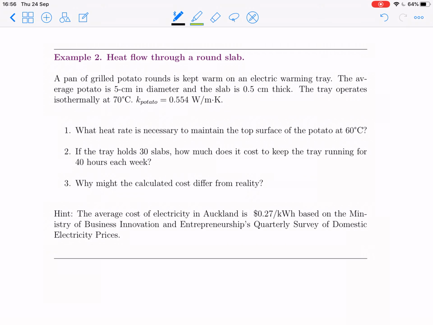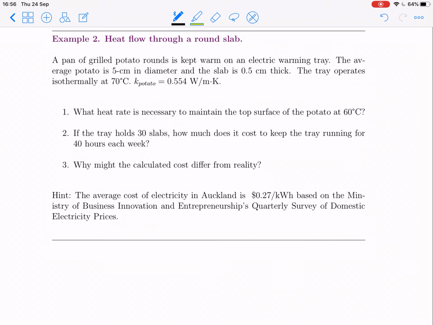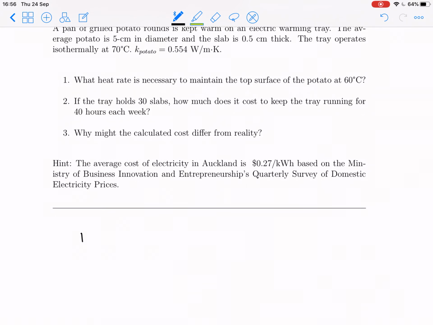Okay, let's tackle example 2. Heat flow through a round slab. Here, we've got a pan of grilled potato rounds that's kept on an electric warming tray. So let's draw the situation.